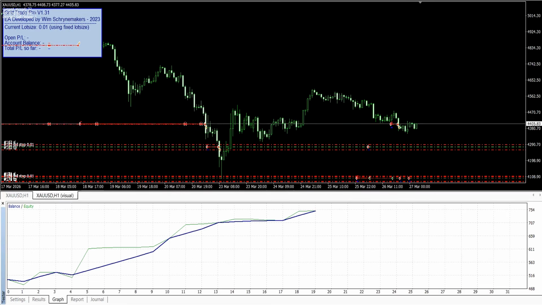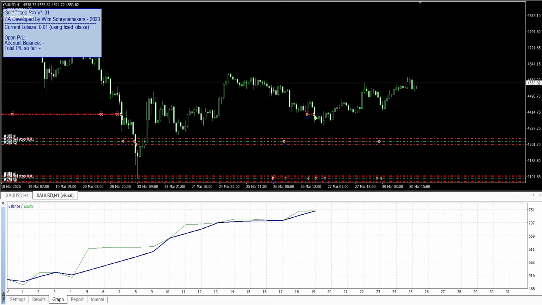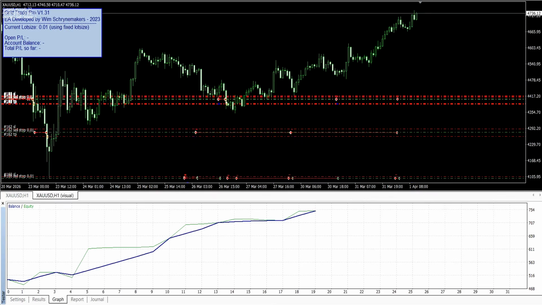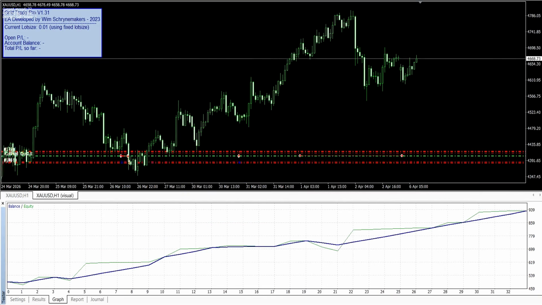But again, I want to be honest with you. One single backtest is never enough to judge any EA. For a real picture, you should test it with different spreads, different time periods, different broker data, and then run it forward on a demo account for a few weeks. Only then you get a clear idea.